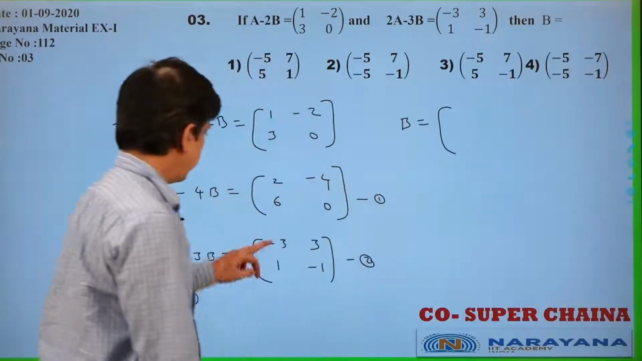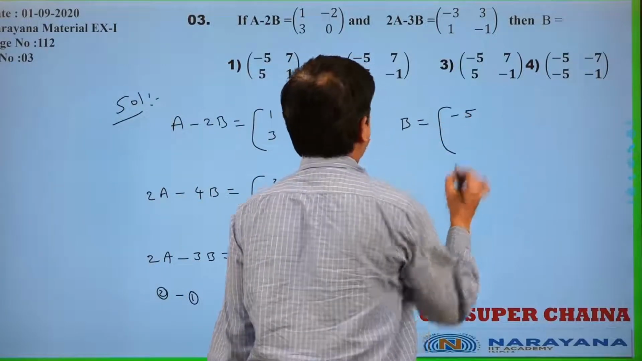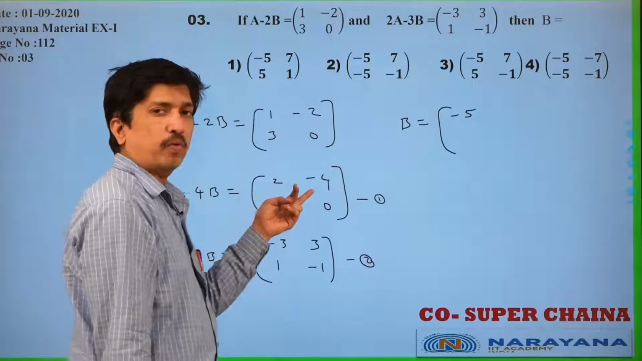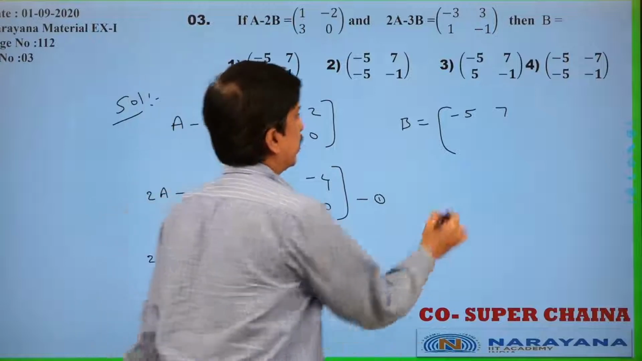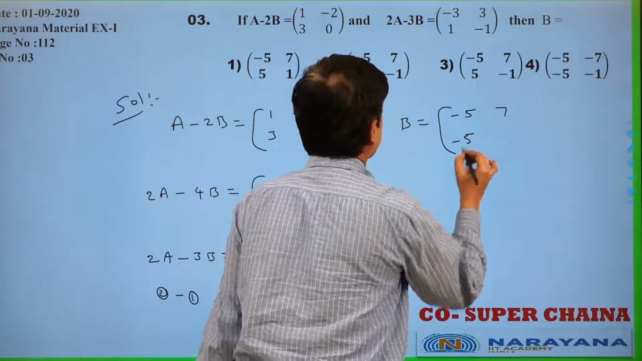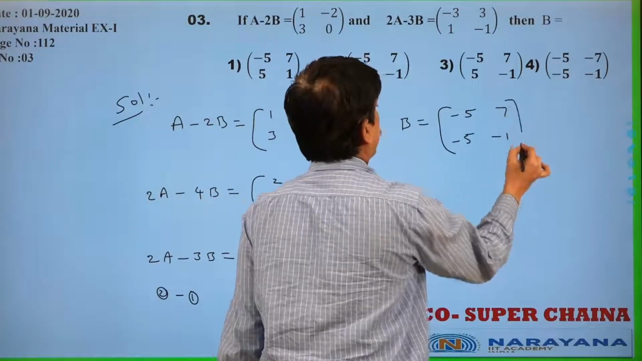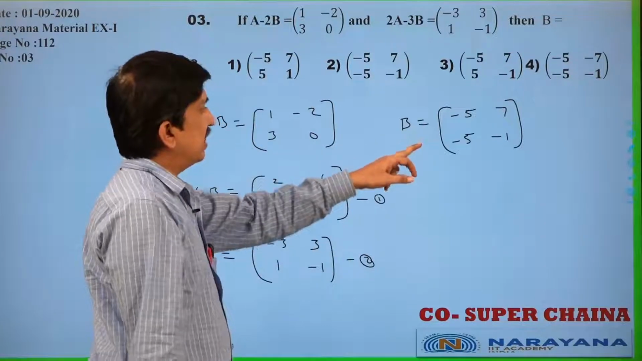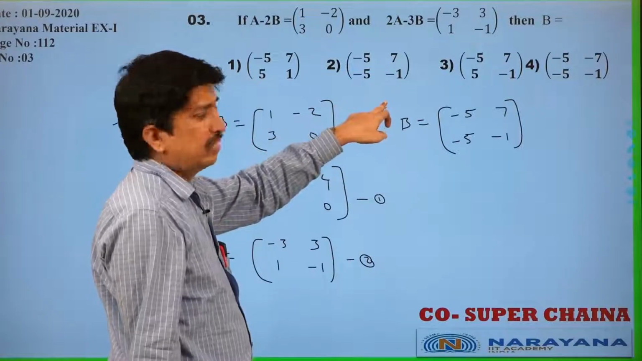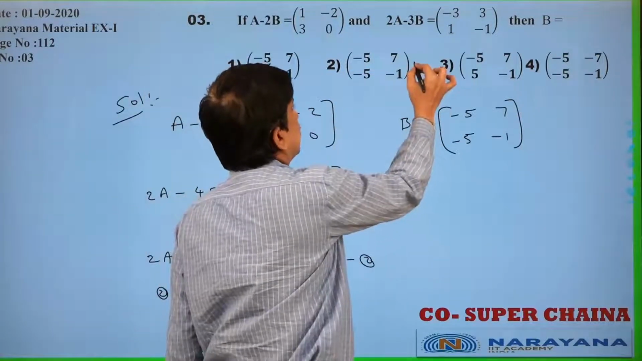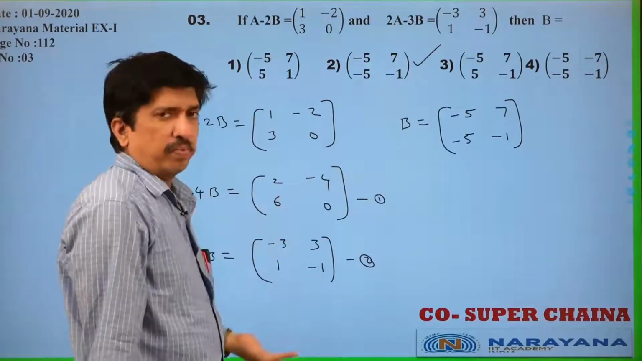Now what is B? This one minus this one. Minus 3 minus 2, that is minus 5. Is it clear? 3 minus of minus 4, that is nothing but 7. Now 1 minus 6, you will get minus 5. Now minus 1 minus 0, that is minus 1. Once you observe, [-5 7; -5 -1], the second option is correct. This is the right answer. We got the same thing.